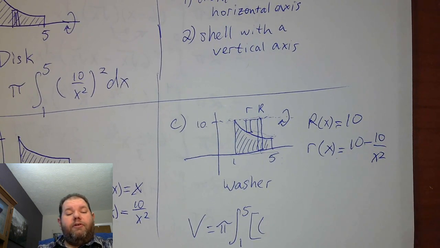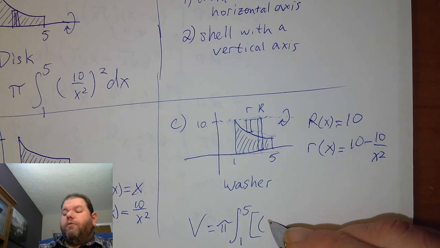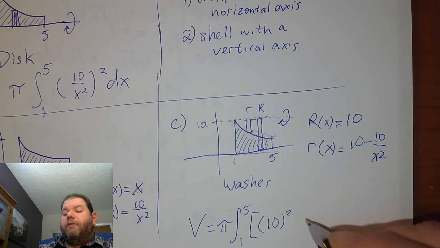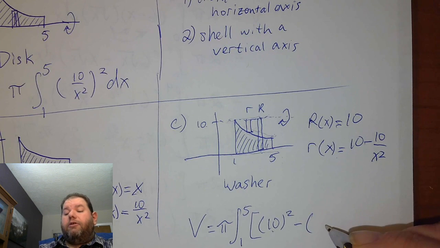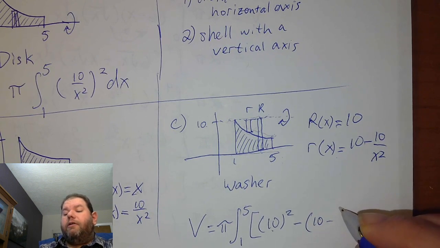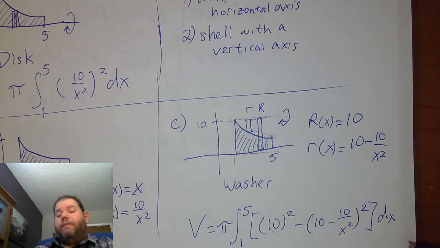Which formulas do we use for the disk or the shell or the washer method? Now washer is a little bit more complicated. As we said, we take capital R of x squared minus little r of x squared, and then integrate the difference.